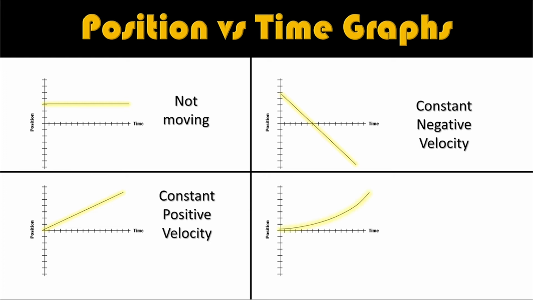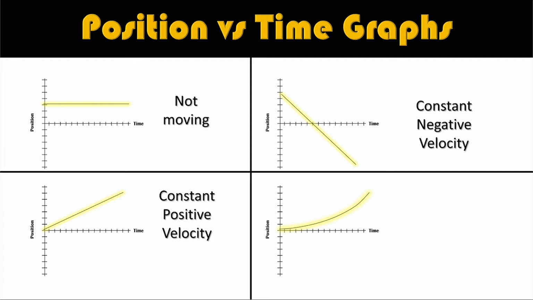Now let's throw a little bit of a curveball at you here. What's going on here? Well, we have a change in position as time goes by. You're not staying in the same spot, so you're moving, but there's not a steady slope the whole time. It's like it gets steeper and steeper as time goes by. So what does that mean? Well, if the slope is getting steeper, that means you're going faster. And if you're going faster and faster and faster, you're accelerating. So this shows acceleration on a position versus time graph.